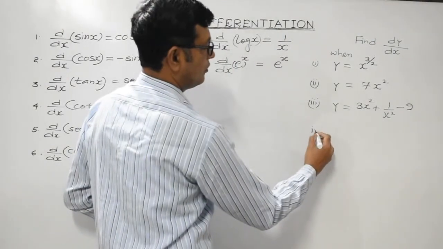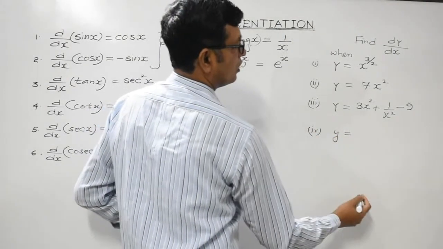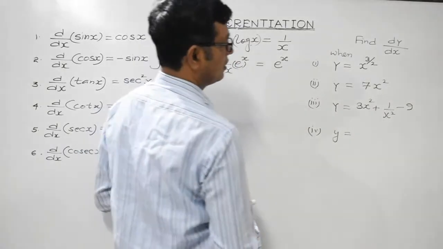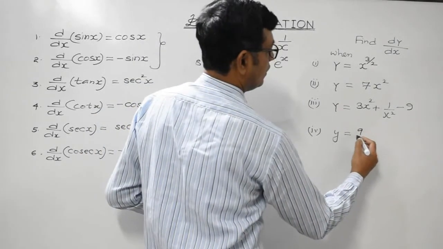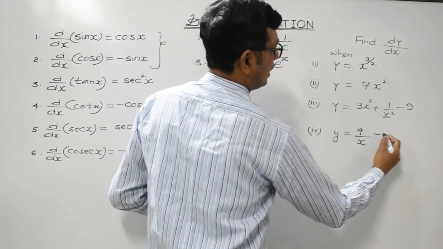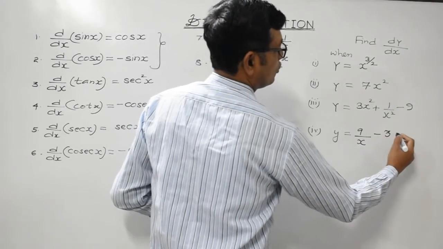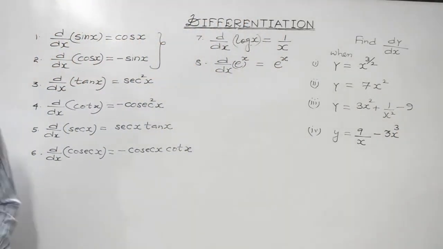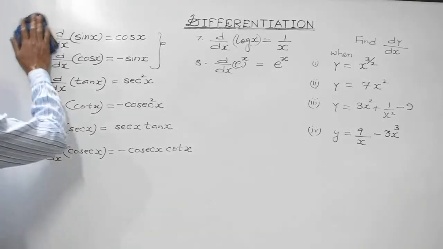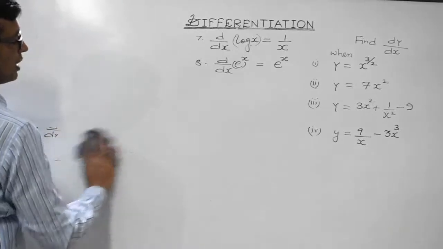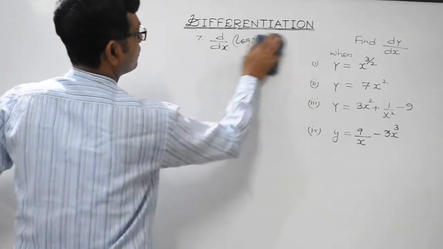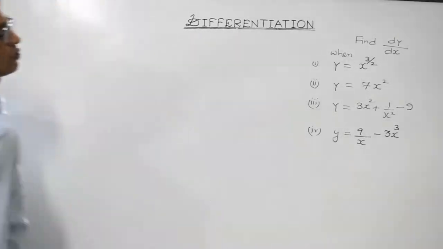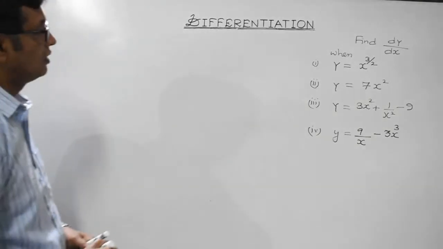Right? And fourth, when y is equal to, suppose it is given to be 9 by x minus 3x cube. Right? So let's start with these 4 questions first. We'll start from the very, very basic. So students, try to recall the formulas which are applicable over here. So let's start with the first question, right?